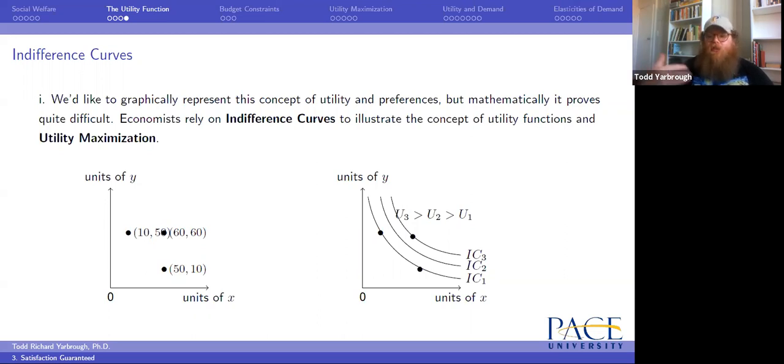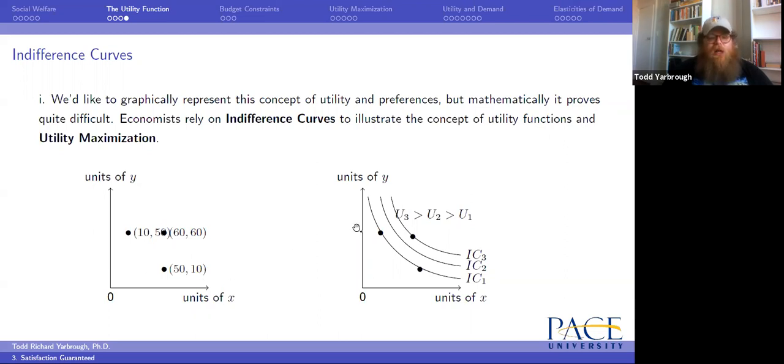What the indifference curve does is it represents a level of utility, okay? So in the figure to the left here, you can see that we have 3 bundles of goods. This bundle has 10 units of X and 50 units of Y. This bundle has 60 units of both. And this bundle, we can see, has 50 units of X and 10 units of Y.